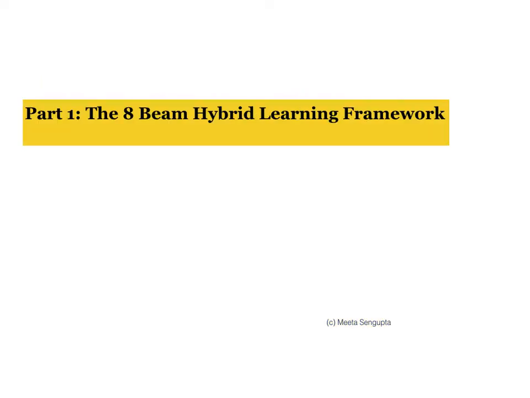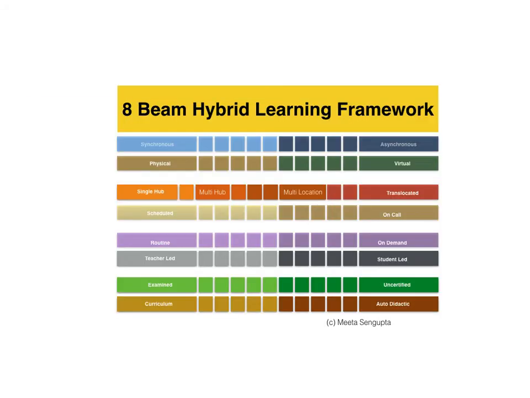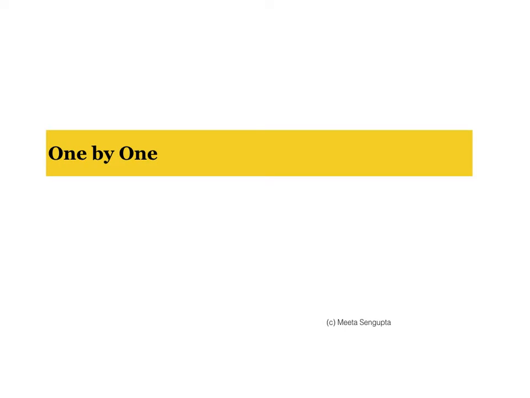Part one, the 8 beam learning framework. This is what the framework looks like. It's essentially 8 lines, 8 sets of questions. And each of these questions, if you answer each of them and you plug in your answer into one of those little boxes over there saying, here I am, this is what I choose, just put your finger on it after thinking it through, obviously, and we'll talk through that. You put your finger on it, you made those 8 choices, your hybrid learning environment is designed. So we start with each of these one by one.